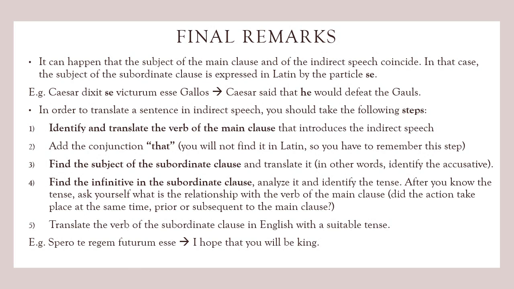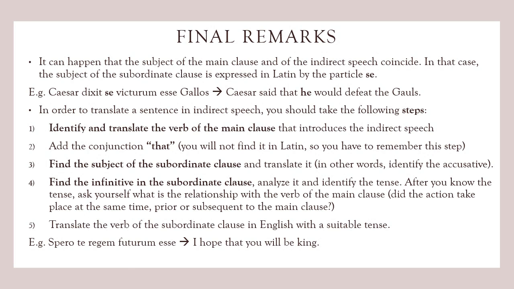I will give you a practical example. Okay, this sentence is incredibly simple, but this method is useful even for complex sentences too. So let's start from the main verb that introduces the indirect speech, which is spero. So, I hope. We have a primary sequence verb, so let's keep it in mind. Then we have to add the conjunction that, which in Latin is absent. Then we have to go find the subject of the subordinate clause, which is going to be in accusative. In this case, the first element that comes to our eyes is te, so you.